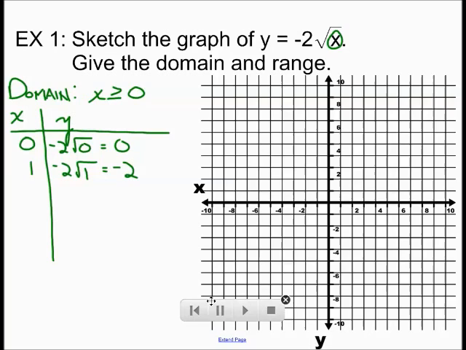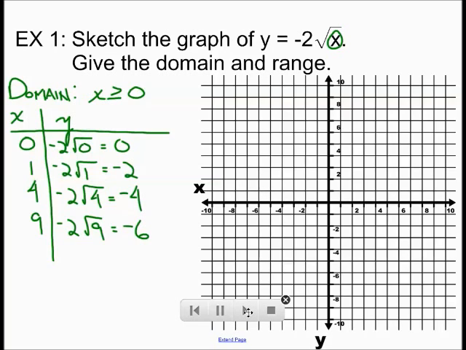What value are we going to plug in next? We could plug in 2, but I wouldn't do that. Let's use a value that is easily taken the square root of, like 4. Okay, so -2 times the square root of 4, or -2 times 2 is -4. And then likewise, let's use another perfect square like 9. -2 times the square root of 9, or -2 times 3 is -6. And what we've got here is an input-output table of values.